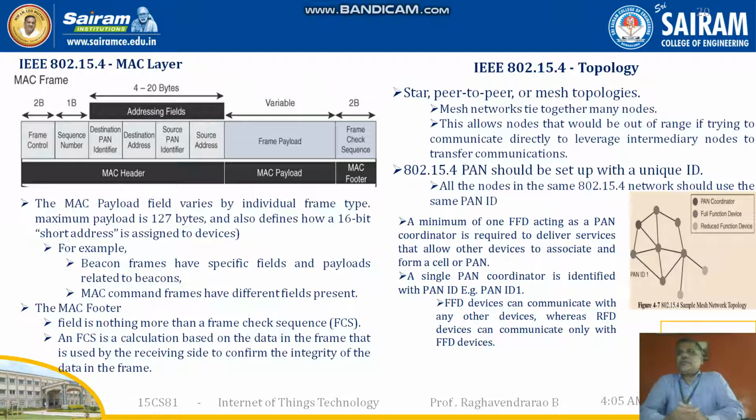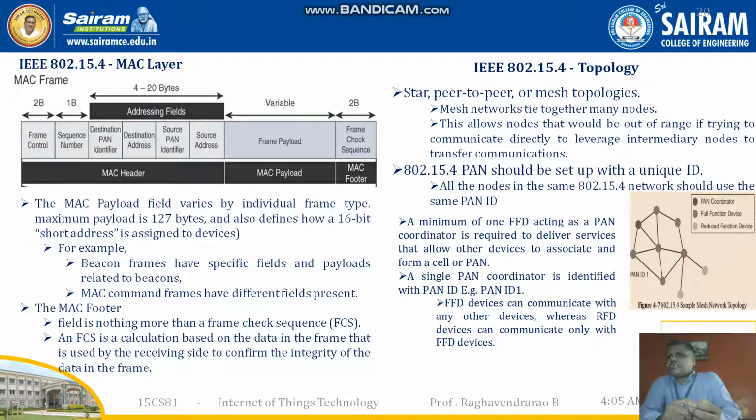Now let us move towards the topology of 802.15.4. Here it is going to use star, peer-to-peer or mesh topologies. Mesh topology ties together many nodes, and this allows nodes that would be out of range to communicate directly through other nodes towards the transfer of communication. So that time it is going to be used. An 802.15.4 PAN should be set up with a unique ID. In the diagram specified here, for the mesh network, there is a PAN with a dark colored, circled one. That is called the PAN coordinator.